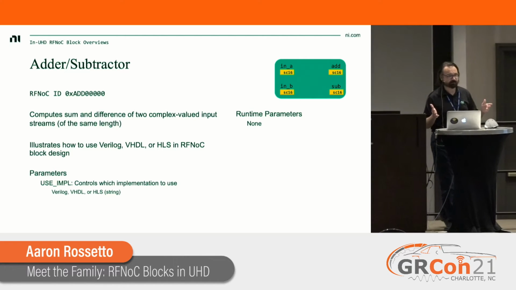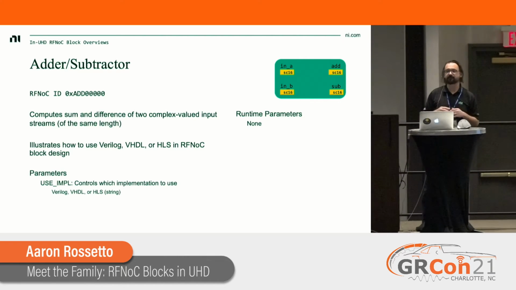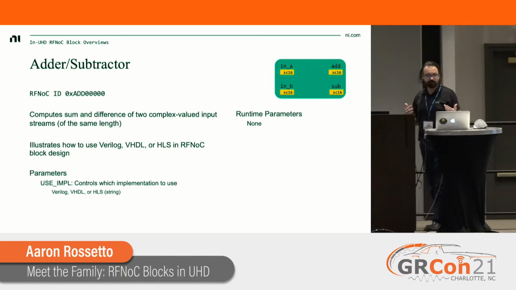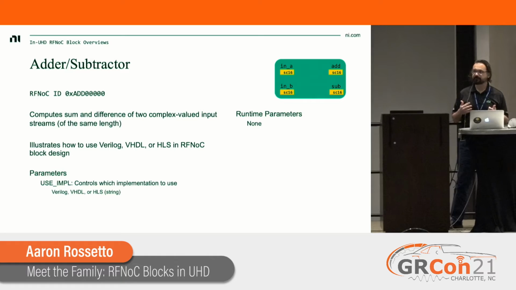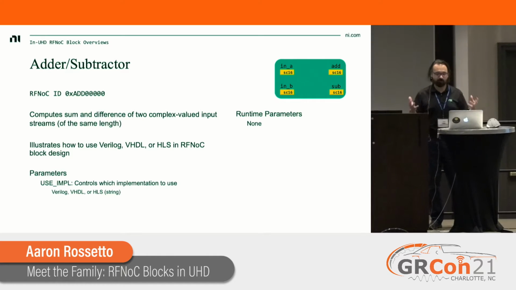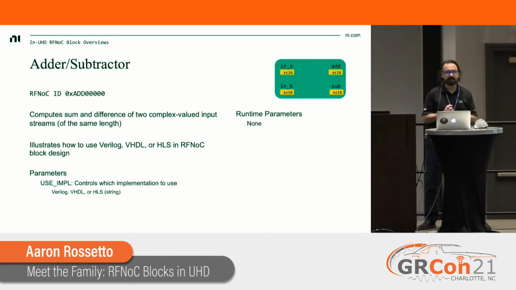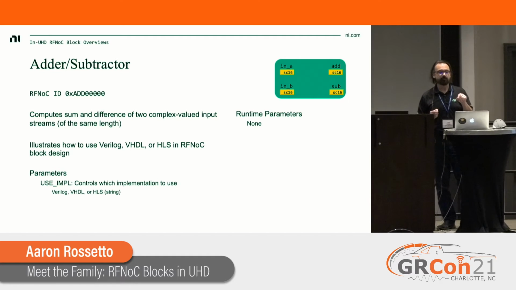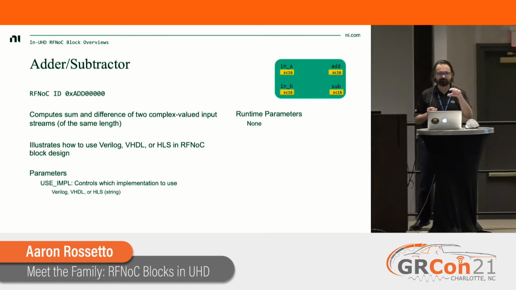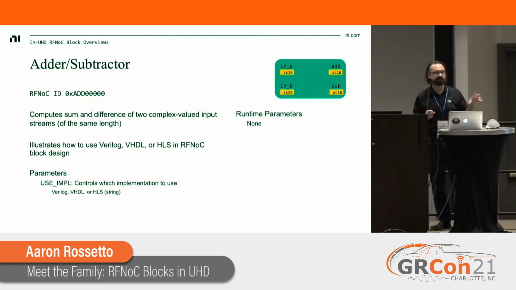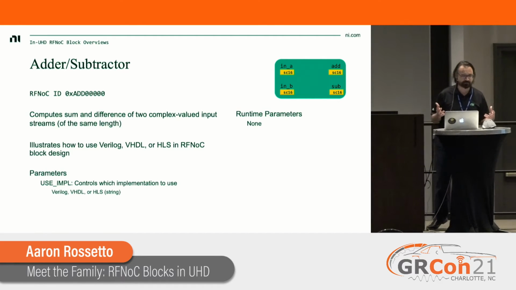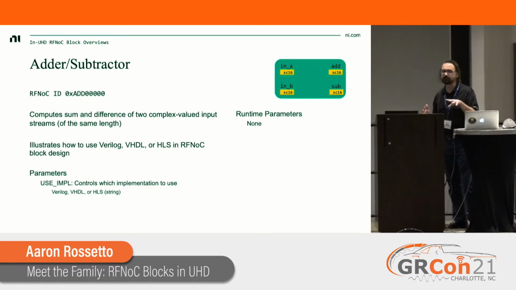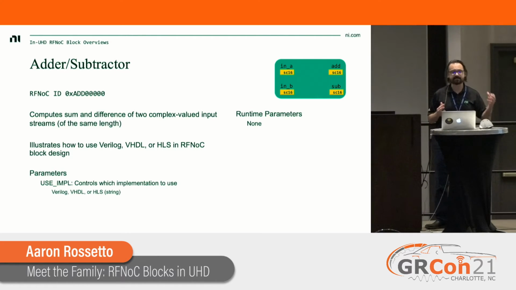Very, very simple block, but it illustrates how to use either Verilog, VHDL, or HLS in the block design synthesis. And we provide, I think, implementations of all three of those in UHD, and then that useImpl parameter will tell the framework which one to instantiate and use when you use the block. I think by default it's Verilog because most of the blocks are in Verilog, but if you wanted to see how you could write your own block in one of these other HLSs, this is how you would do it.